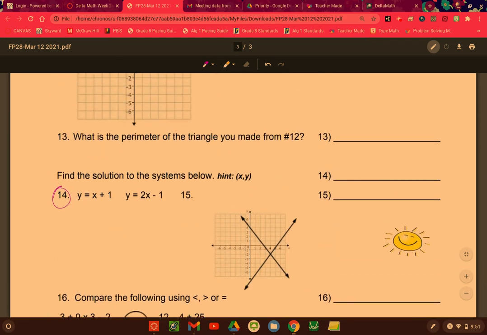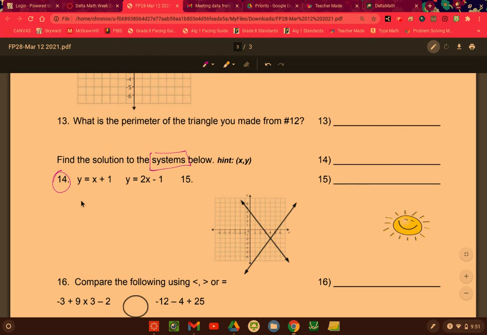So number 14 here, this is find the solution to the systems below. Okay, a system is just 2 or more equations. And what we want to do is find a value for x and y that makes both of them true. The way we do that is we can find where they intersect, right? So that's a big hint here for number 15. If you name that point, you're going to be able to get number 15 correct. And remember, when you give the solution to a system, you're going to give an ordered pair.